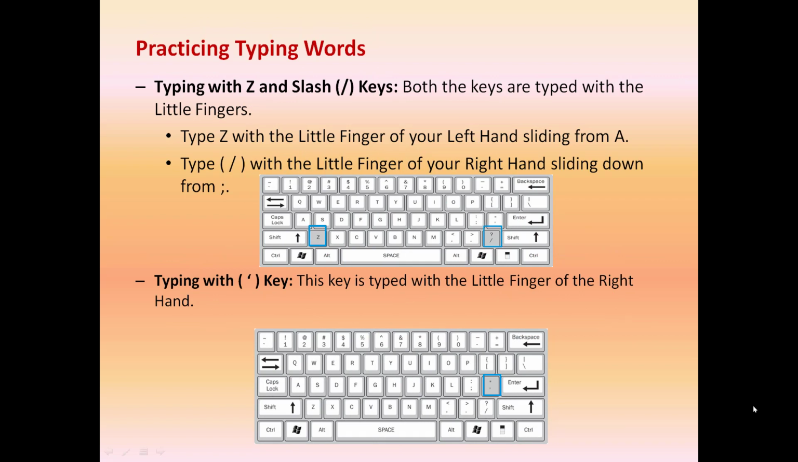Typing with Z and slash keys. Both the keys are typed with the little fingers. Type Z with the little finger of your left hand sliding from A, that is our home key. Type slash with the little finger of your right hand sliding down from semicolon.